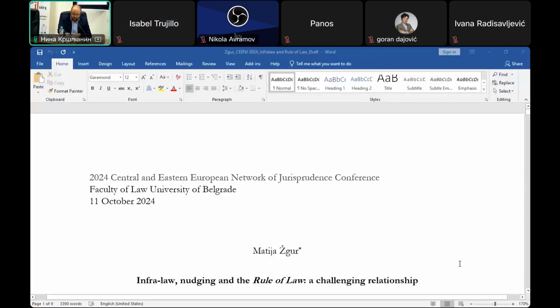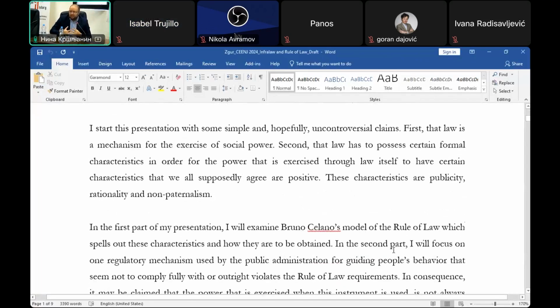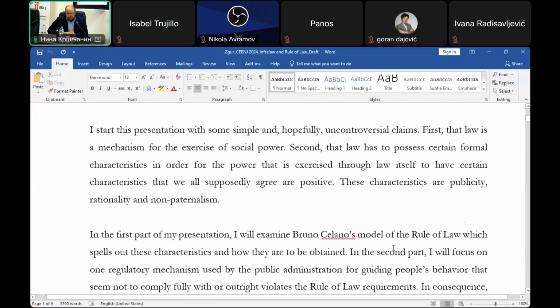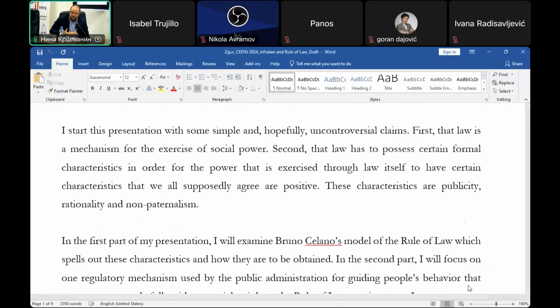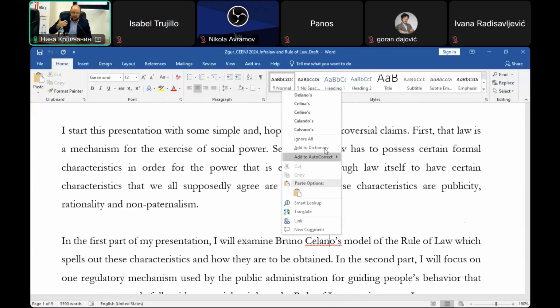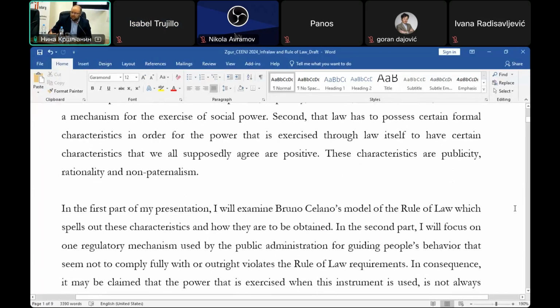I should start this presentation with two very simple claims. First, law is a mechanism for the exercise of social power. And secondly, law has to possess certain formal characteristics in order for the power that is exercised through law to have certain characteristics of its own that we should all agree are positive. These characteristics are publicity, rationality, and non-paternalism.